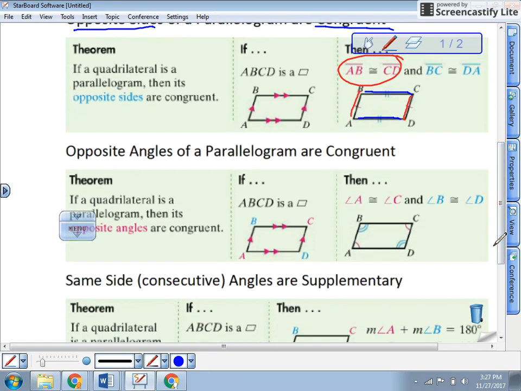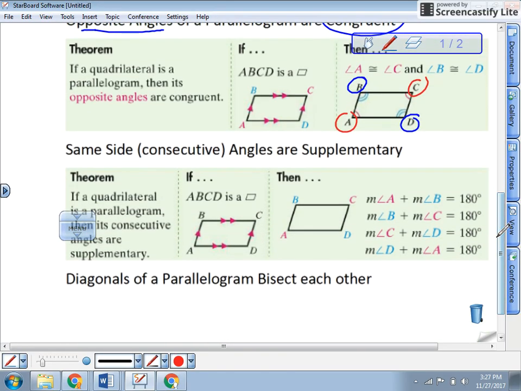Next, we've got opposite angles are congruent. So again, you look at the diagram. Here's angle B, and its opposite angle is D. They're congruent. Same with A and C. So opposite sides and angles are congruent.